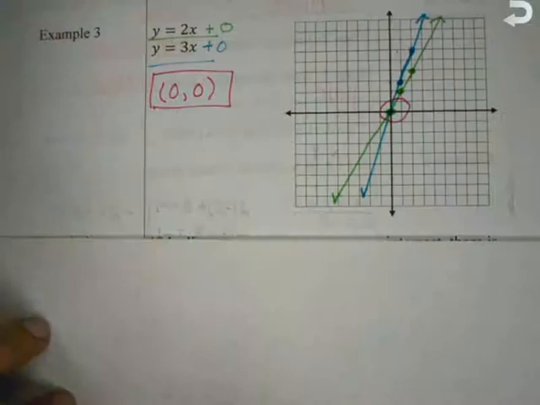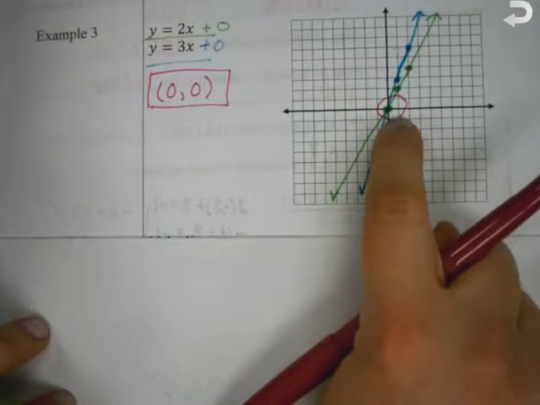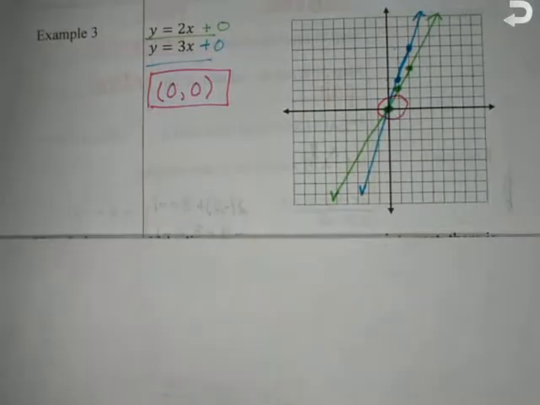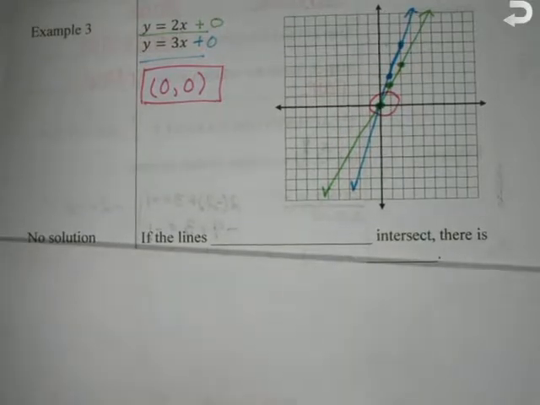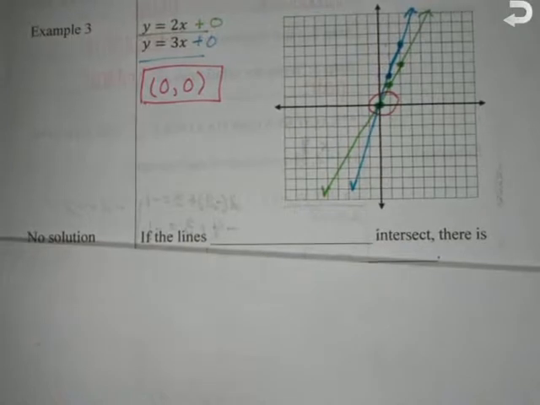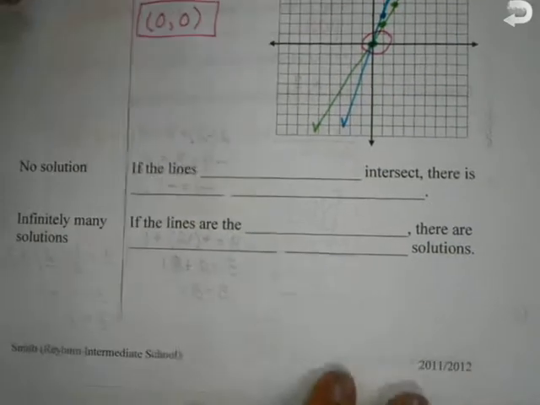There are 2 exceptions. Every system has only how many solutions? 1. There are 2 exceptions though. The 2 lines could have no solution or infinitely many solutions. Okay, so let's look at this.